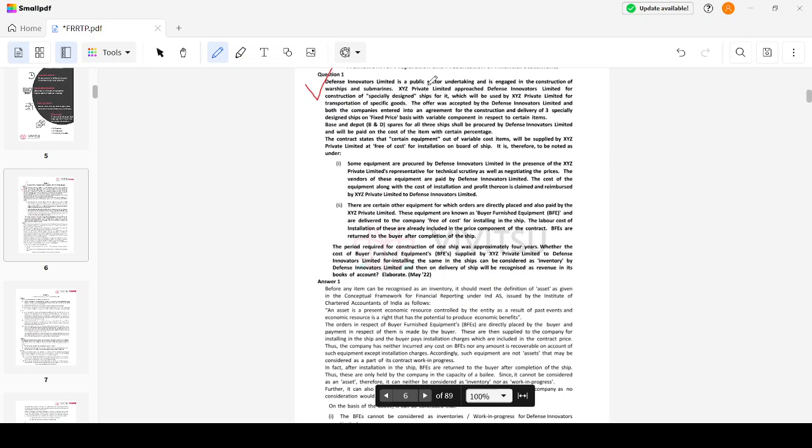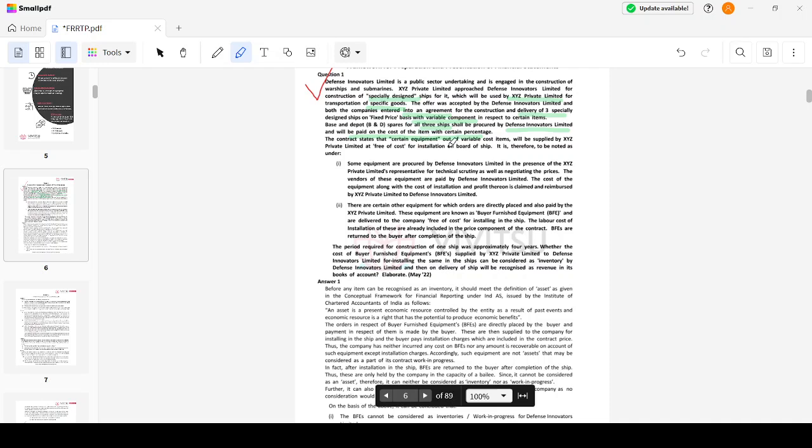Defense Innovators Limited, as a public sector undertaking, is engaged in the construction of warships and submarines. XYZ Private Limited approached Defense Innovators Limited for construction of a specially designed ship, which will be used by XYZ Private Limited for the transportation of specific goods. The offer was accepted. Construction and delivery of the specially designed ship is on a fixed price basis with a variable component with respect to certain terms. Base and depot spares for all three ships shall be procured from Defense Innovators Limited and will be paid on the cost of the item plus a certain percentage.